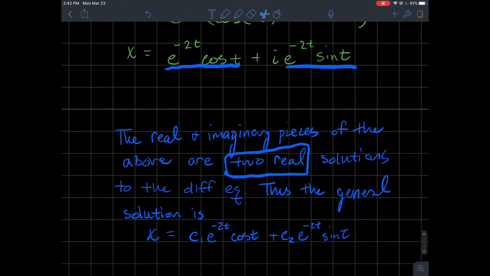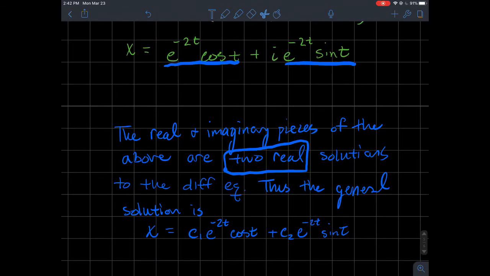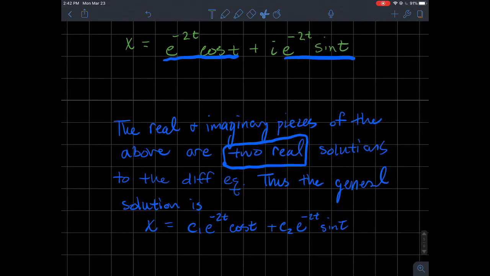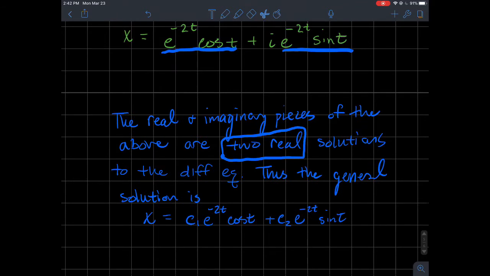So therefore, the general solution is c1 times the first one, e to the minus 2t cosine of t, the first thing I underlined in blue, plus c2 times the second one, e to the minus 2t times sine of t. Some students think of this as essentially you just drop the i in the green equation above. If you want to think of it that way, that's fine too. So that's the general solution.